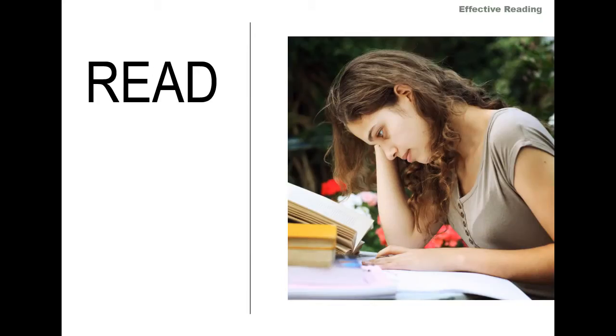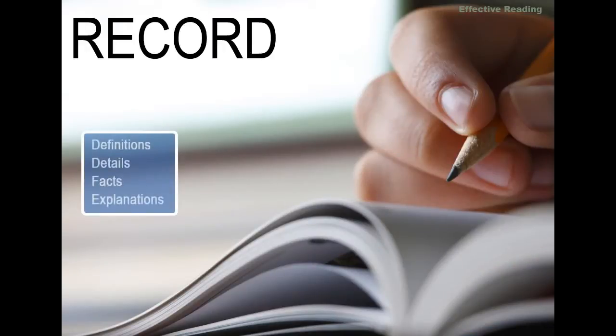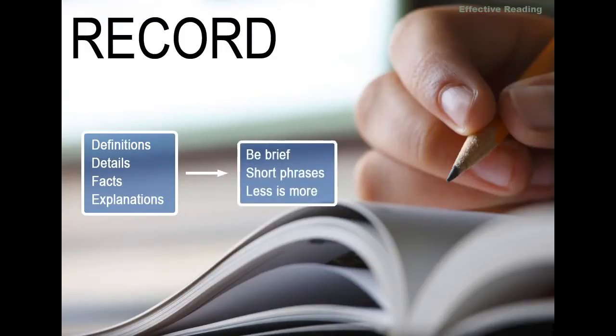For the reading step, start by carefully reading the text, looking for answers to the questions you created. Read one section at a time, reminding yourself of your questions for each section. It's helpful to take notes while you read. As you read, write down definitions, details, facts, and explanations of concepts. Be as brief as possible. Use single words or short phrases in place of sentences where it makes sense. You can use these notes later when you answer your questions.